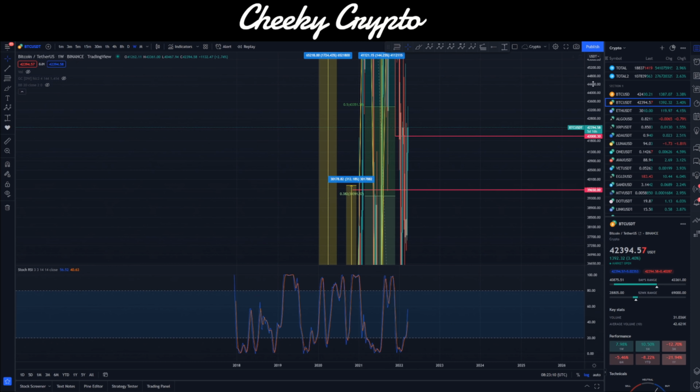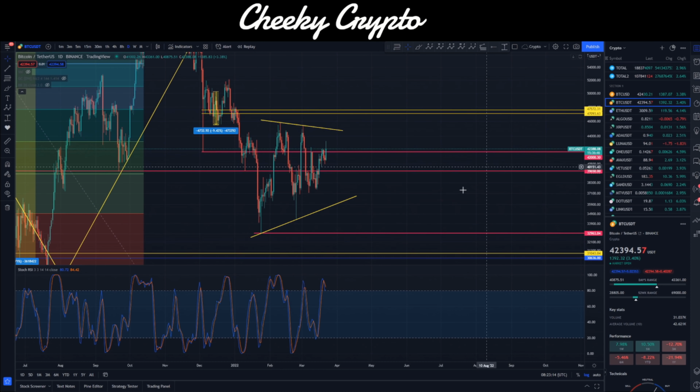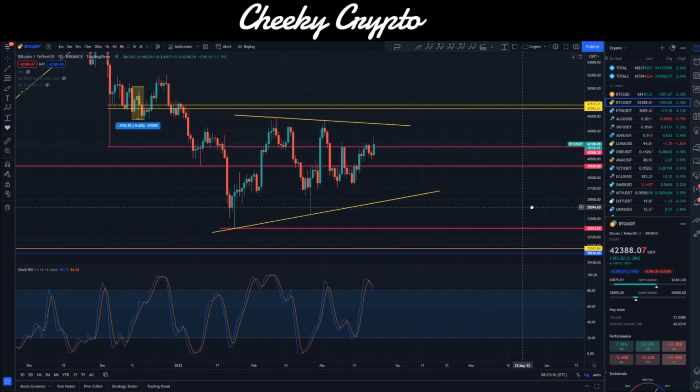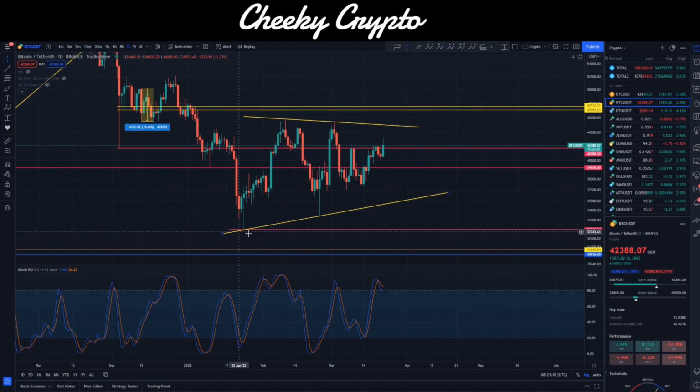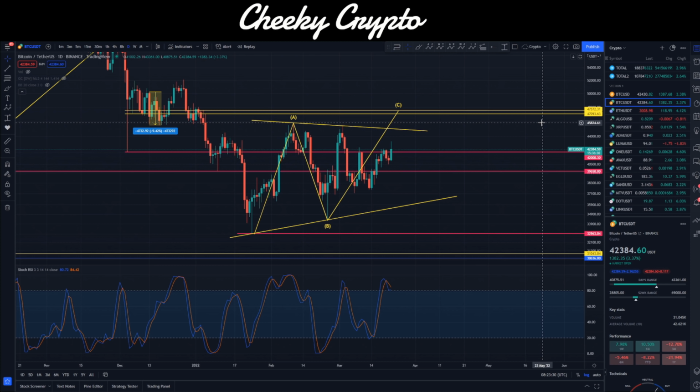But if we zoom on out, actually, I'll do it on the daily because I think the daily will be a little bit easier to look at. So essentially, we had the move down to the, what was that, $32,900, I think it was. Then essentially what we have here is A, B, track up for $47,500, right? That's the kind of move that we're looking at here, in my opinion.